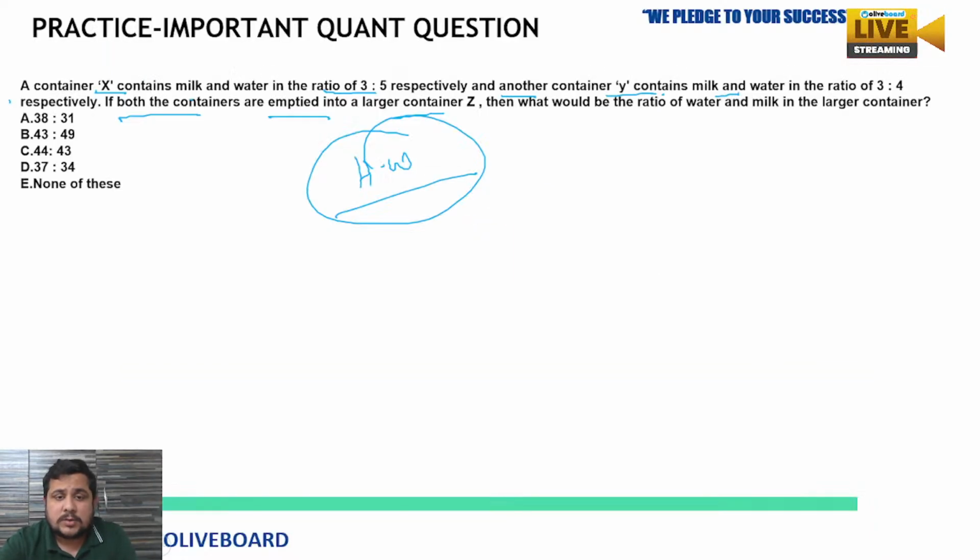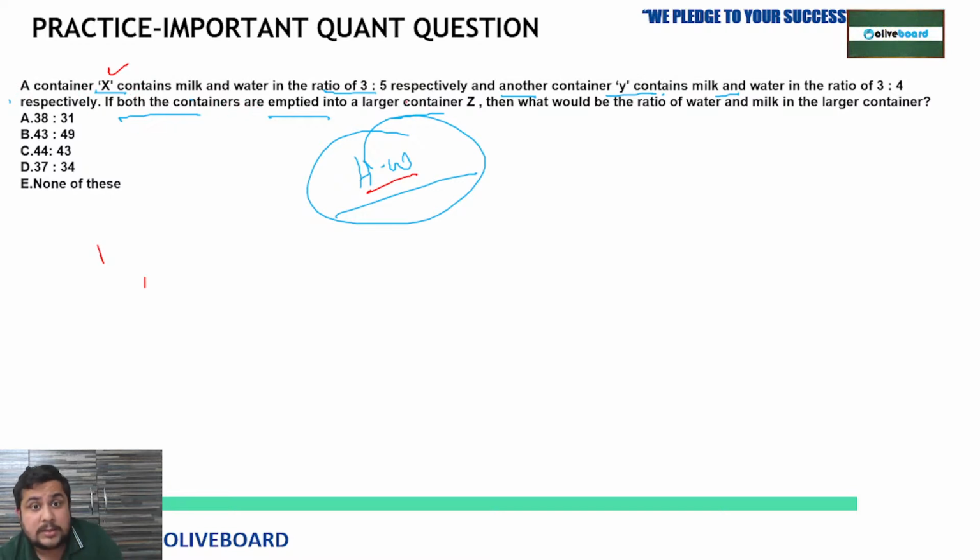Okay. So let's discuss the first question of today's session. A container X contains milk and water. This is from a previous question, and this was given as homework. This was your assignment. So how many of you have completed this? A container X contains milk and water in the ratio of 3:5 respectively, and another container Y contains milk and water in the ratio of 3:4 respectively. If both the containers are emptied into a large container Z, then what would be the ratio of water and milk in the larger container?